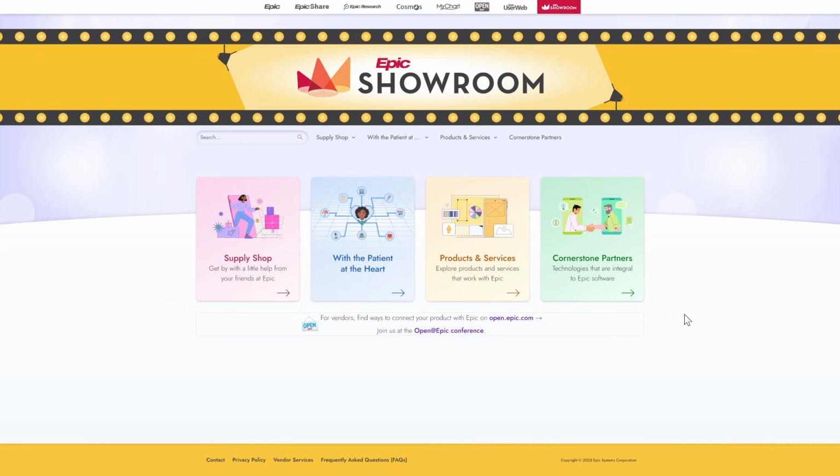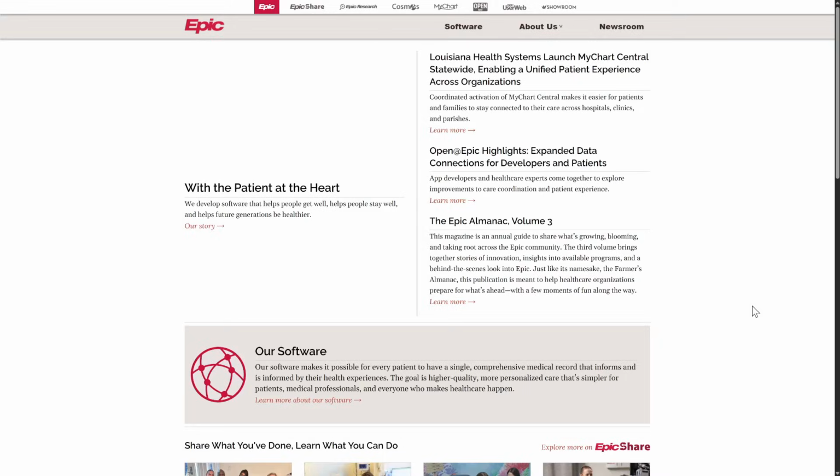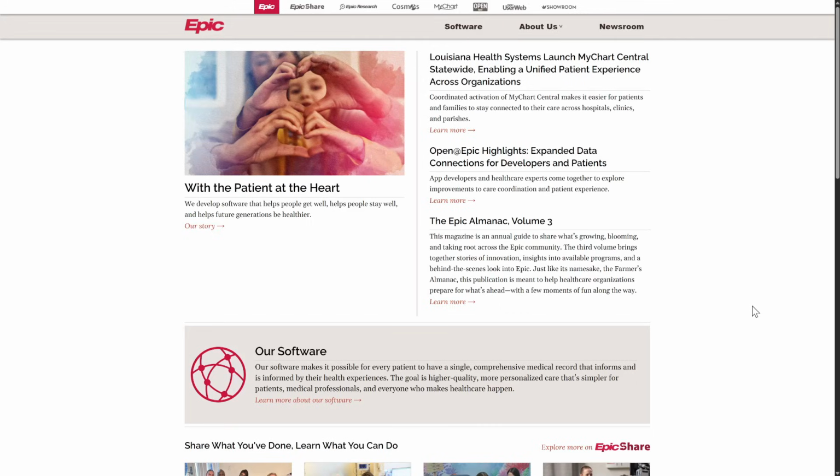This section highlights innovative apps, partner solutions, and external tools designed to work with Epic software. Third-party developers often showcase their integrations here. Organizations can explore different add-ons to improve their operations, whether for billing, analytics, patient engagement, or clinical workflows.